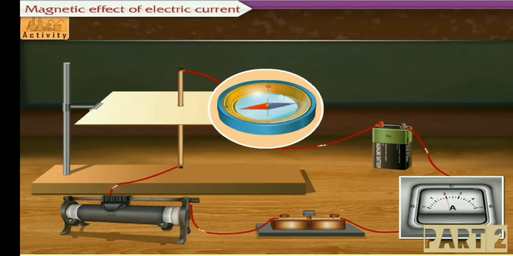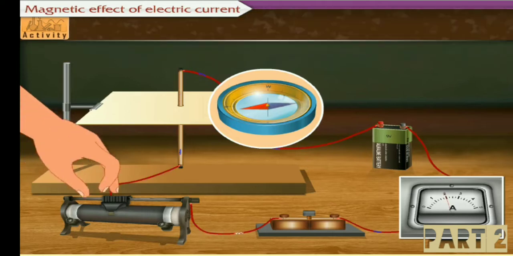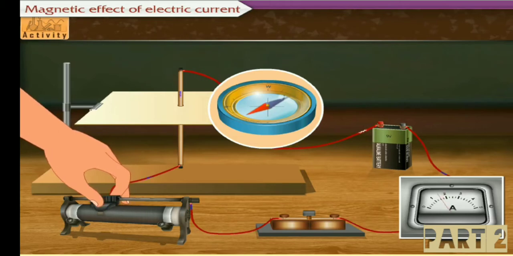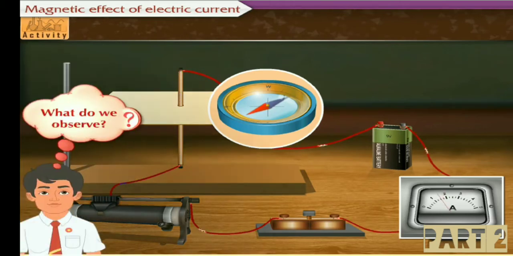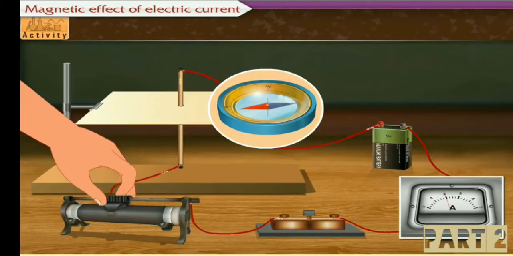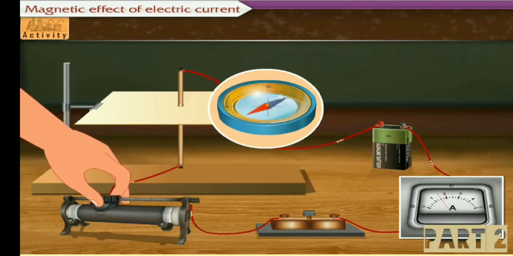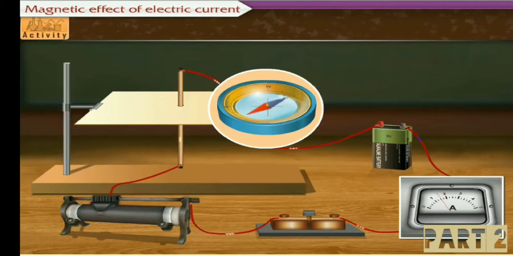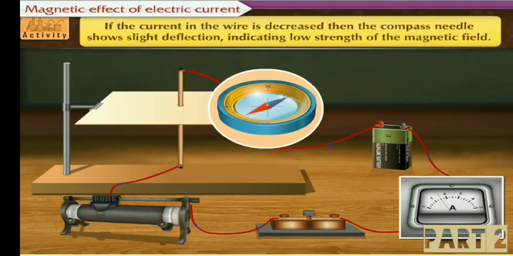Let us now decrease the current flowing through the copper wire by adjusting the rheostat. What do we observe? This time the needle gets slightly deflected from its resting position. This indicates that if the current in the wire is decreased, the compass needle shows slight deflection, indicating low strength of the magnetic field.